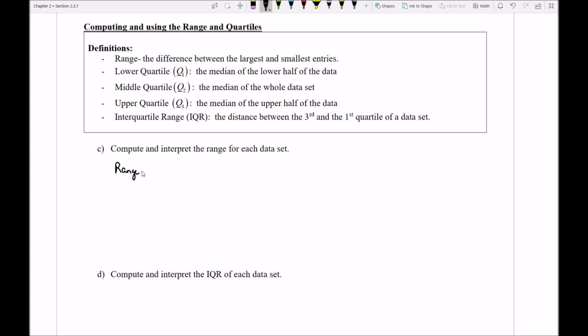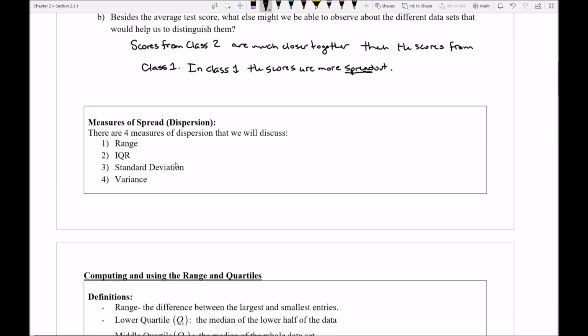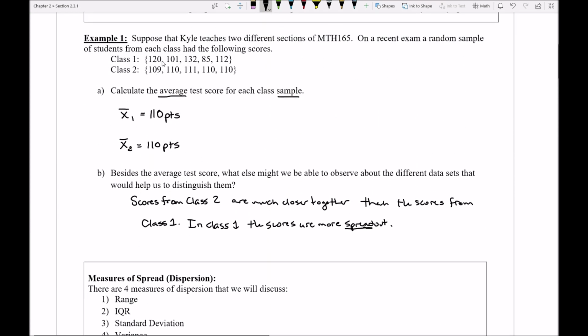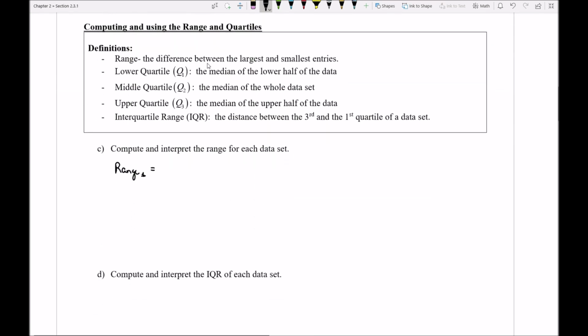Notice, if I wanted to go ahead and find the range for class number 1, so I'll call that range 1, I would first have to go back and find the largest data value and the smallest data value in the data set. So let's see. For the first class, the largest value is 132, and the smallest appears to be 85. So my range would be calculated by just doing 132 minus 85. That turns into a total amount of 47. And I'm going to put units on there of points, since those were scores on an exam.